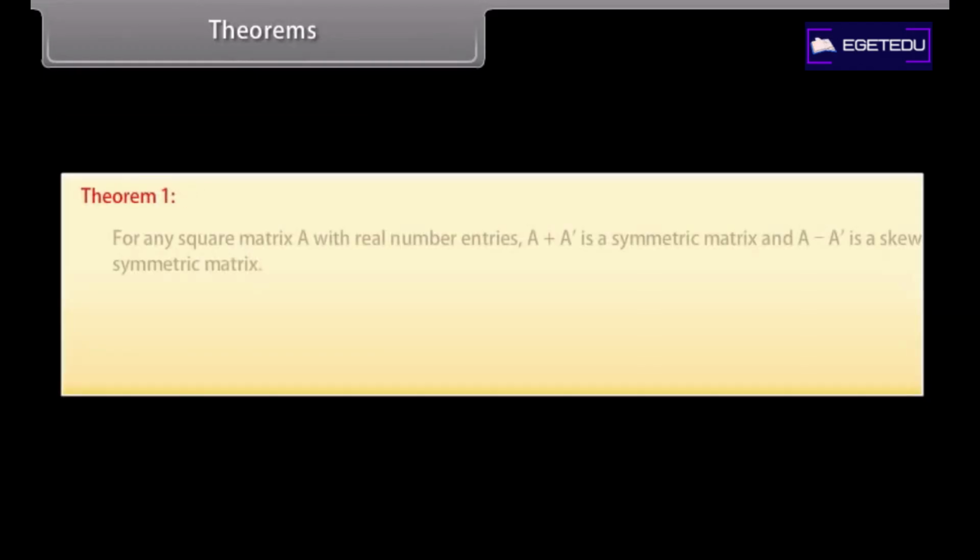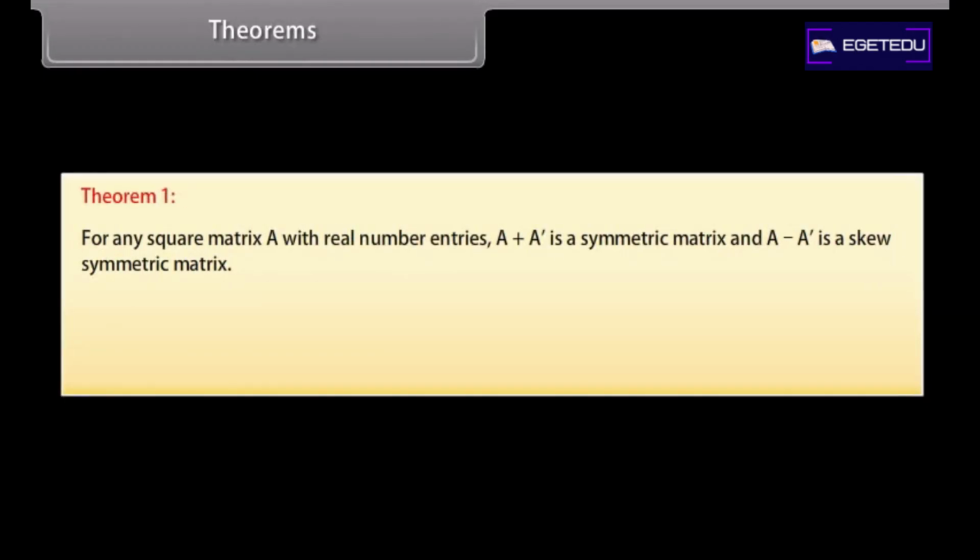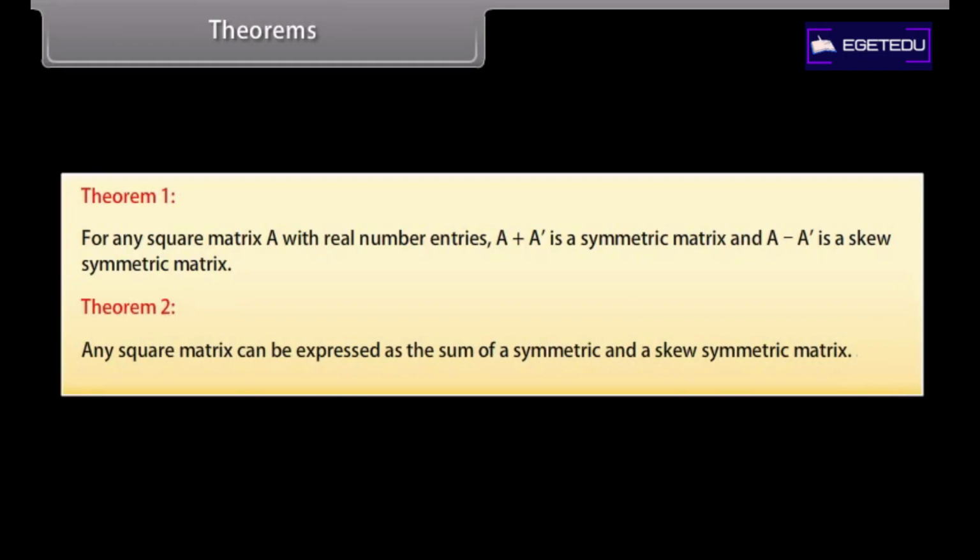Theorems. For any square matrix A with real number entries, A plus A dash is a symmetric matrix and A minus A dash is a skew symmetric matrix. Any square matrix can be expressed as the sum of a symmetric and a skew symmetric matrix.